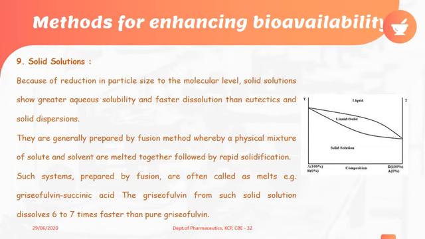Here we have a graph of A, which is 100% an individual compound, and B, another compound. These both merge and fuse into each other, converting to a liquid solid form. That condition creates a better enhancement of solubility.